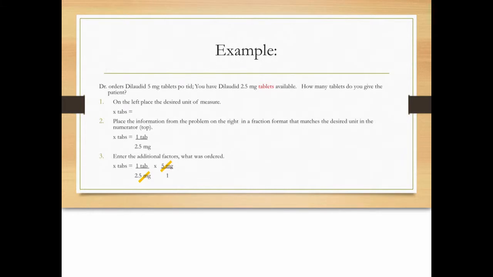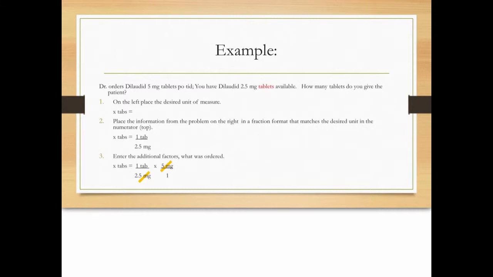Let's look at another example. The doctor orders Dilaudid 5 milligrams in a tablet form, PO TID. Knowing and understanding medical terminology, we understand that PO means per os, or by mouth, and TID means 3 times a day. So this client will get 5 milligrams 3 times a day.